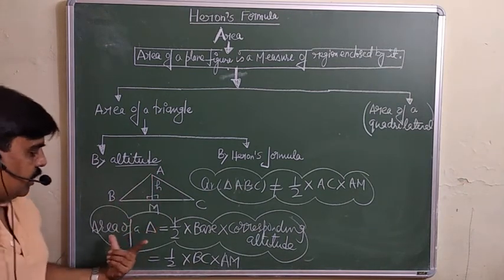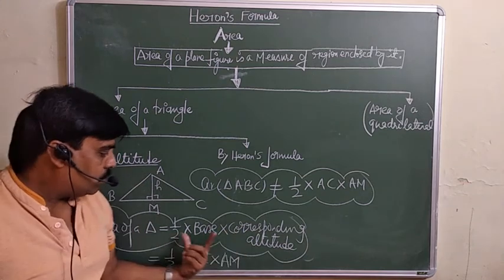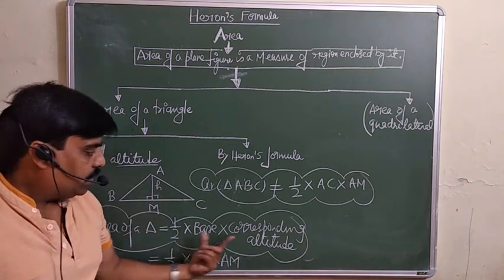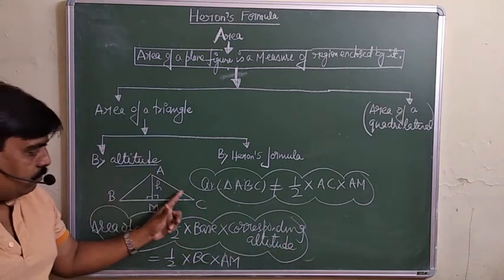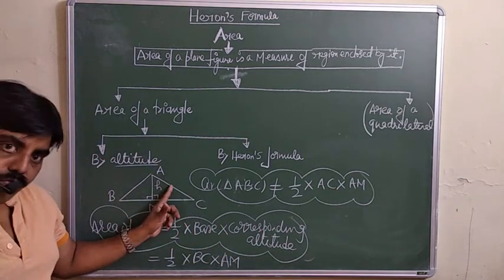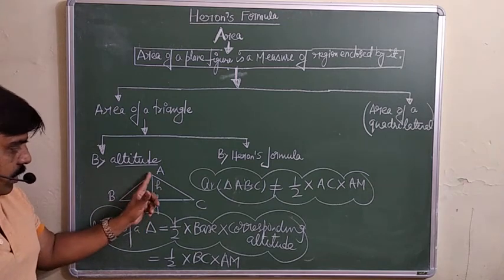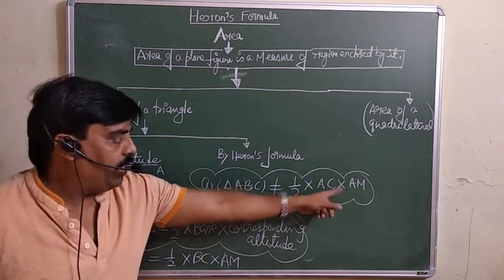So that's why, instead of saying 1 over 2 base into altitude, you are supposed to say 1 over 2 base into corresponding altitude. Corresponding altitude means the perpendicular will fall on whichever side we are taking as the base. So you cannot say 1 over 2 AC into AM.